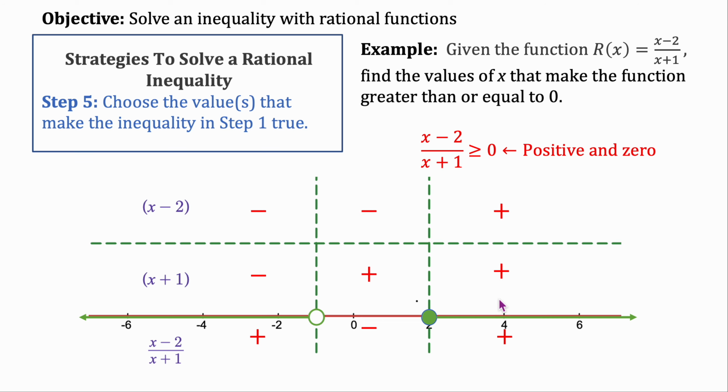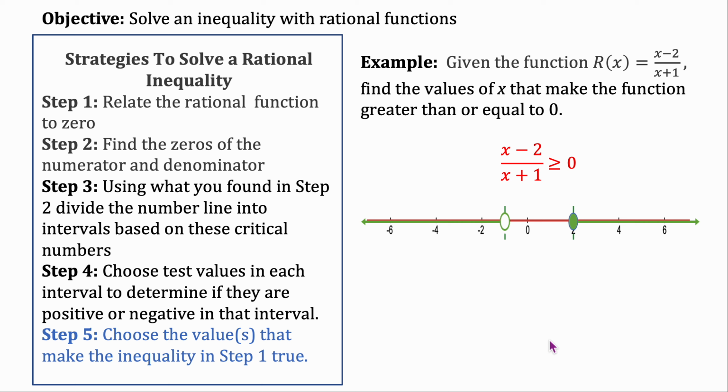So that's where we got all of those. Now that we know our answer on the number line, we have to rewrite that. Usually they're going to want you to write that in interval notation. So just follow the number line. We're going to start at negative infinity, go from left to right.